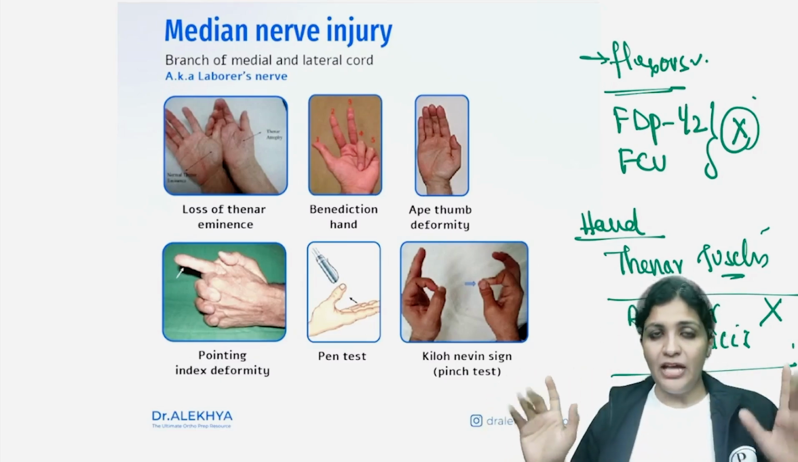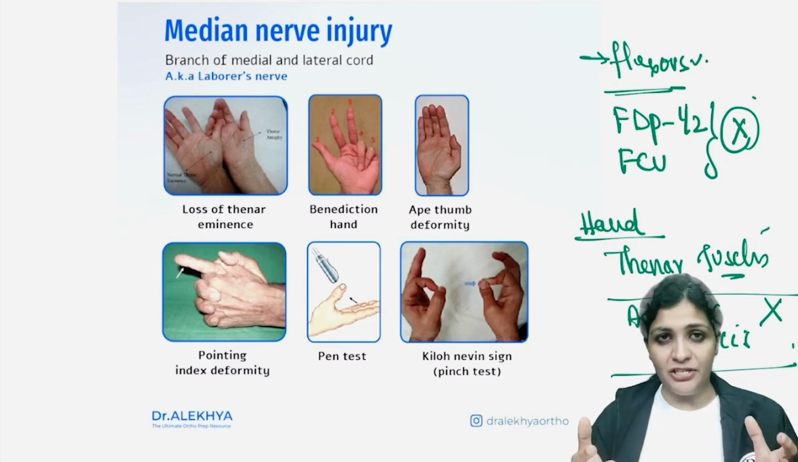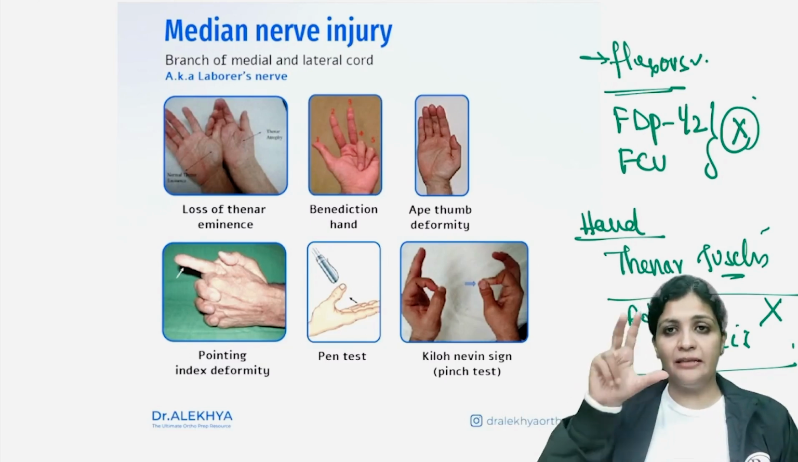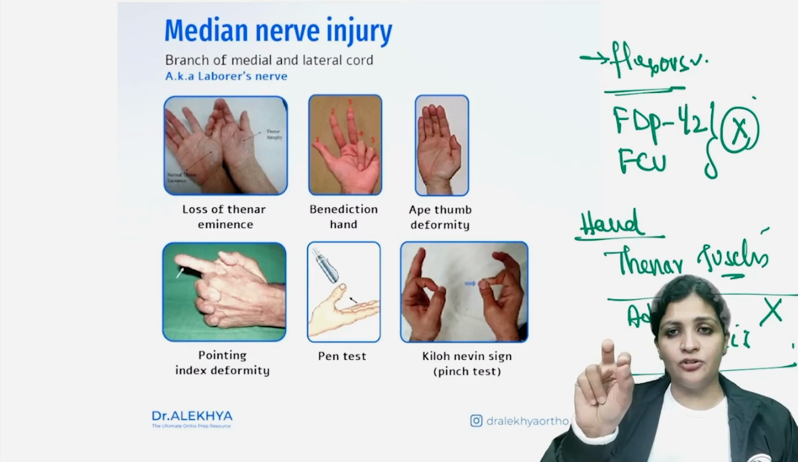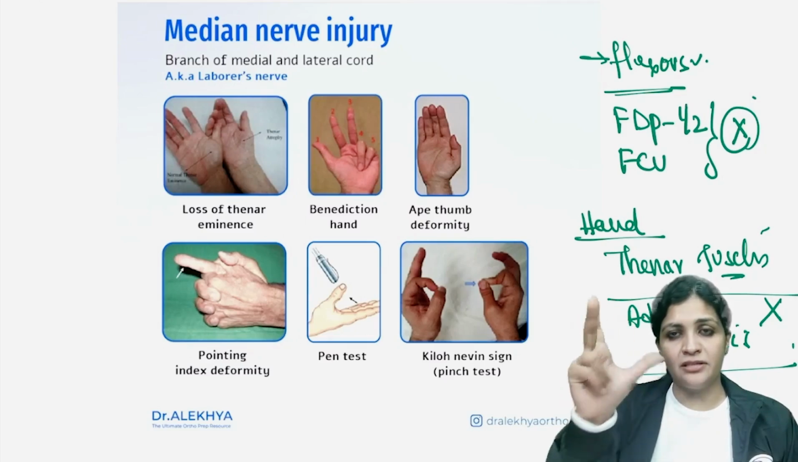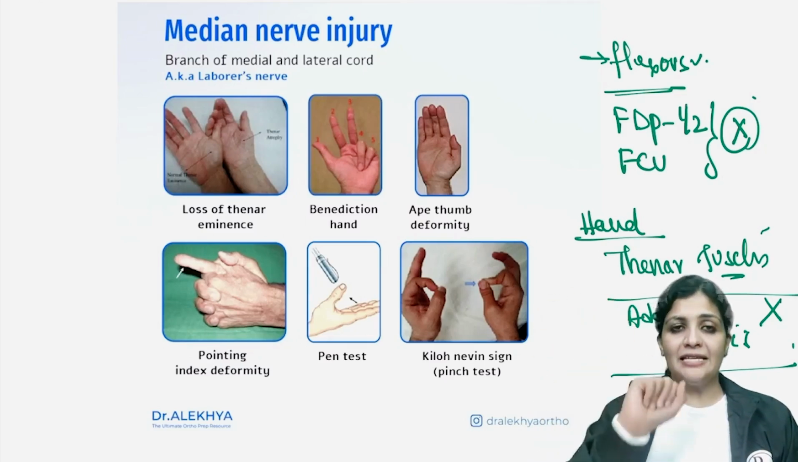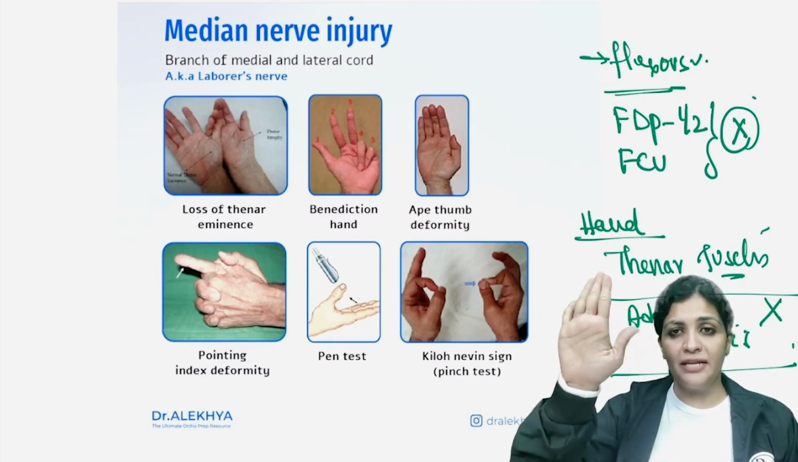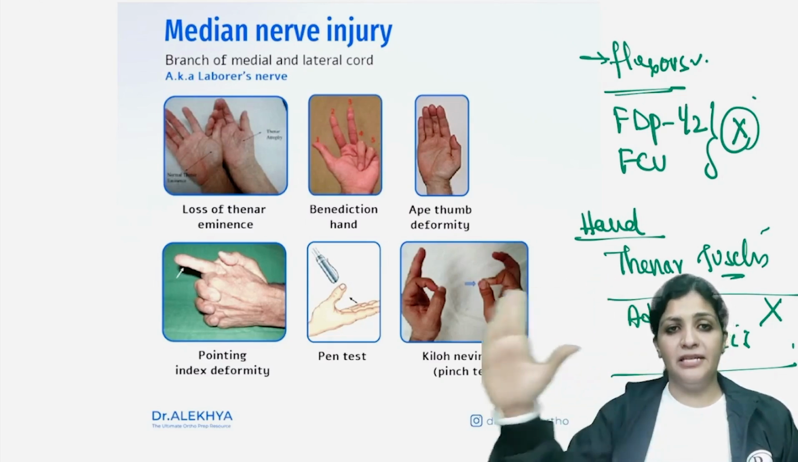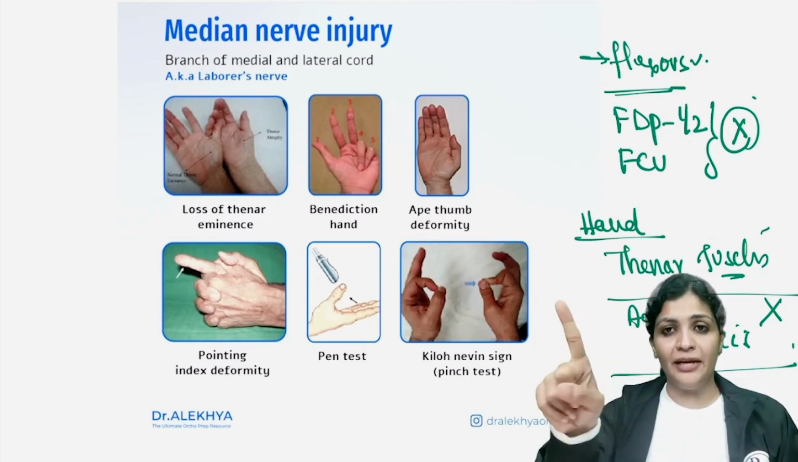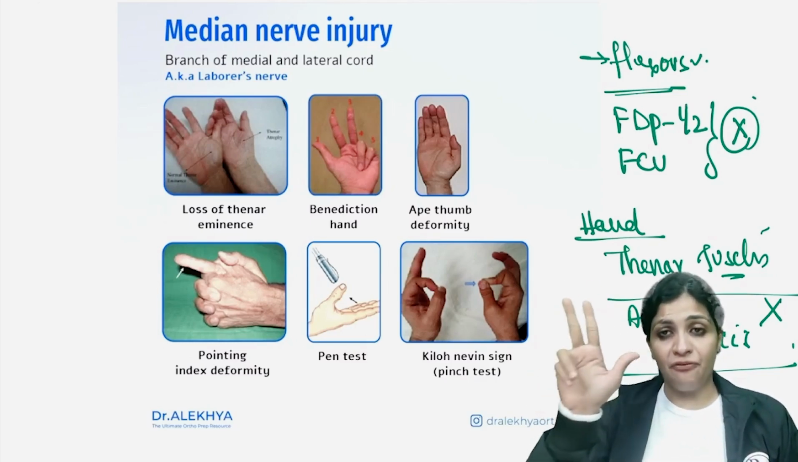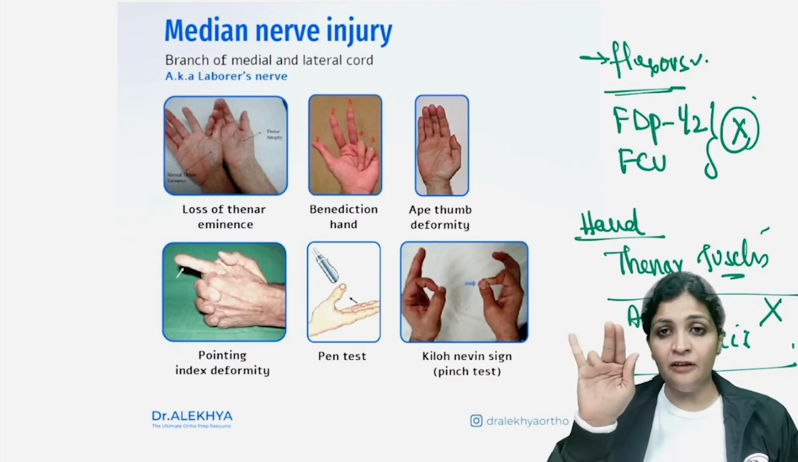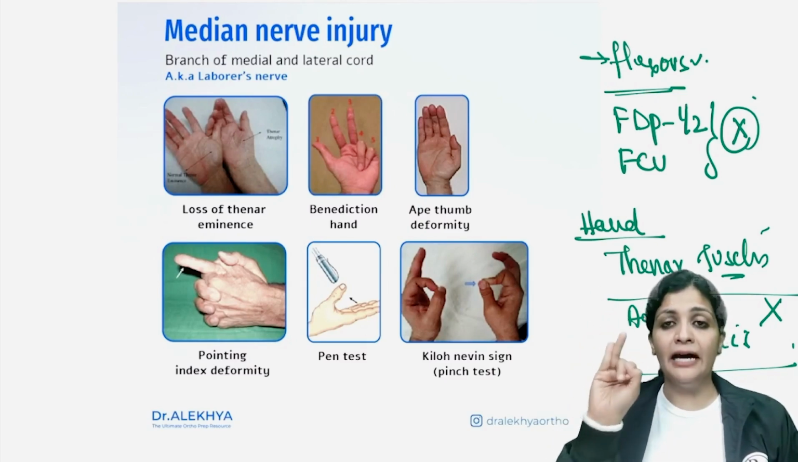So if on the image something is related to your median nerve, like the benediction sign, index and middle finger, this is median nerve, right? And something related to your ape thumb deformity, something related to the thumb is your median nerve. Pointing index, something related to the index is median nerve, because these three fingers are supplied by the median nerve. These two fingers are supplied by the ulnar nerve.